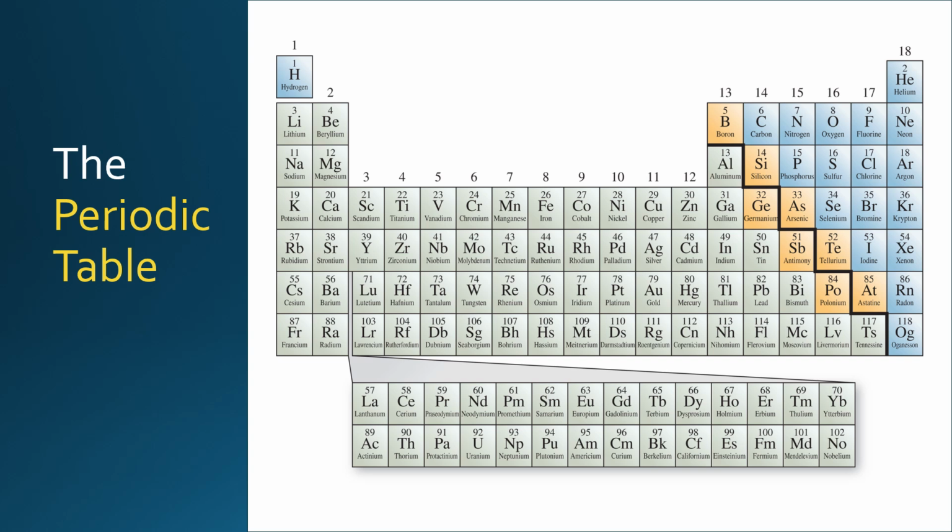All 118 elements are organized into the modern periodic table. The table is organized in increasing atomic number. We will discuss the finer structures of the table in a later video.